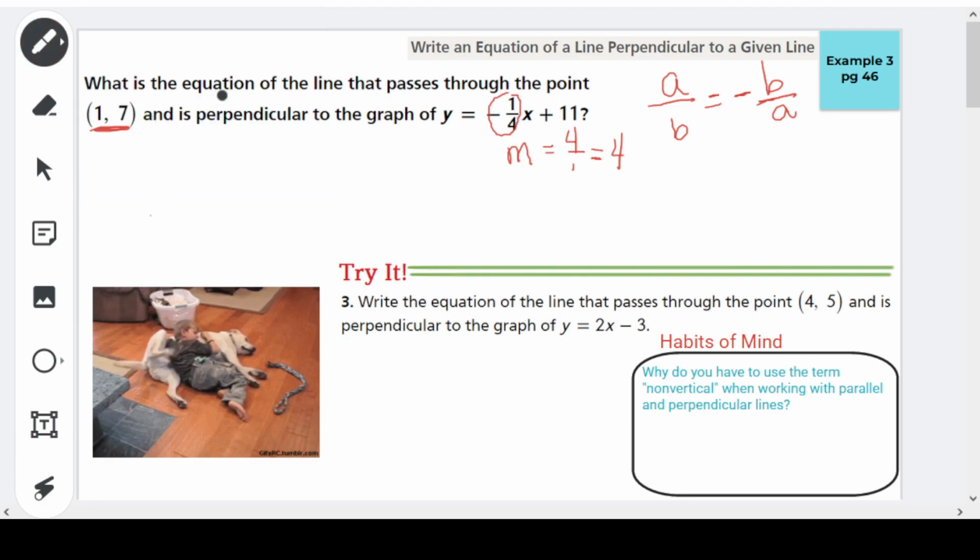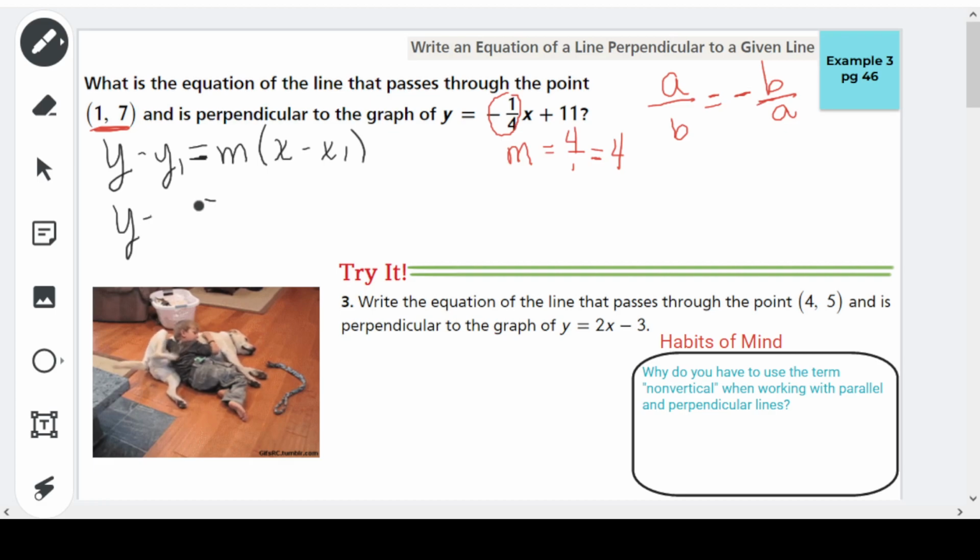Notice this problem doesn't actually ask you to answer it in a specific form. So I could answer it in point-slope, I could answer it in slope-intercept, I could answer it in standard if I hate myself. All right, like you have options, okay? The easiest when you're given a point and a slope is point-slope form.